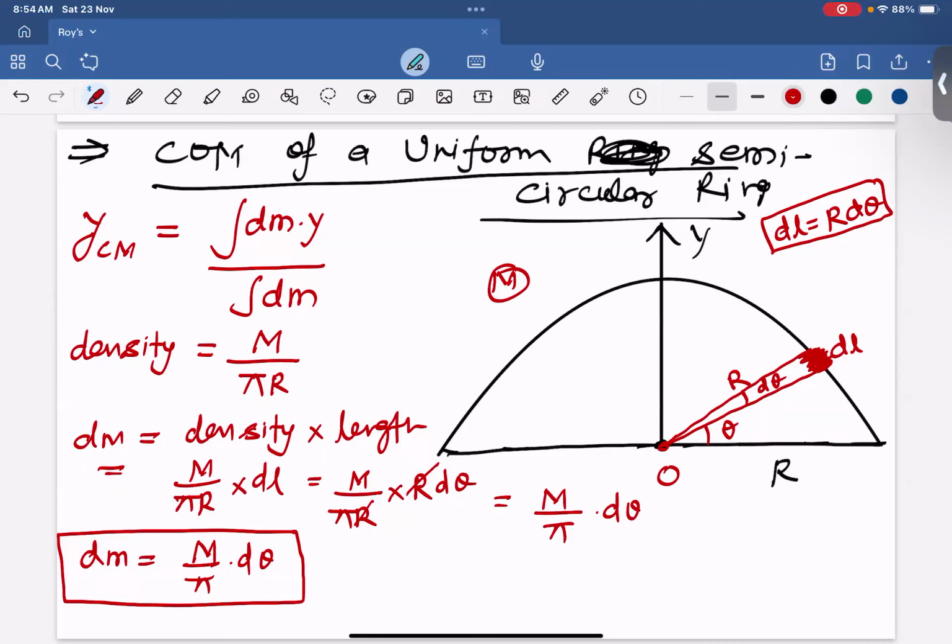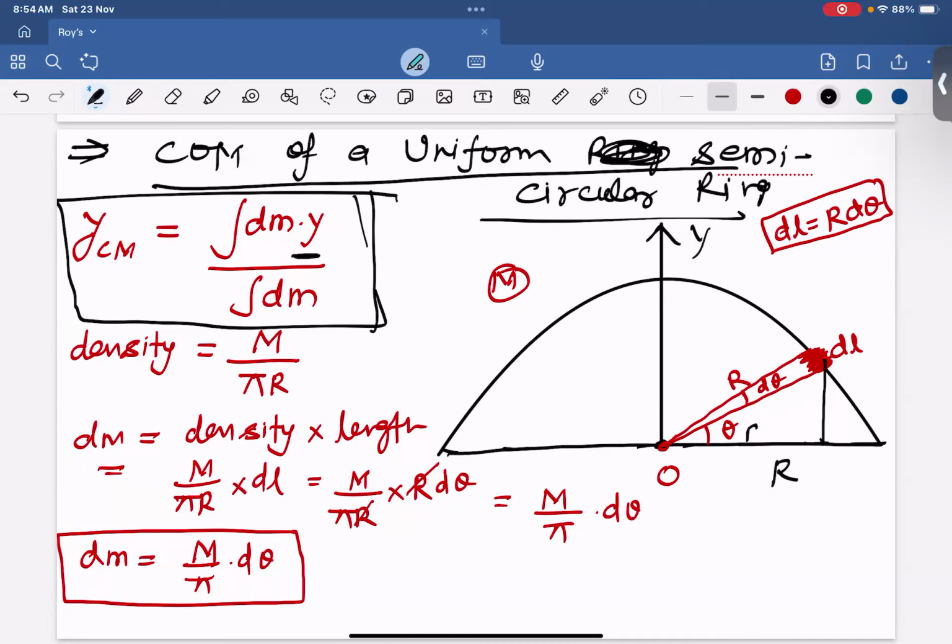Now I'll use this formula. One more thing: what y will I take? What is the coordinate of this dm? The y coordinate is what I have taken. If this line is r and this is theta, then the x coordinate will be r cos theta and the y coordinate will be r sine theta. Do you agree, Neil? Yes, sir, I agree.